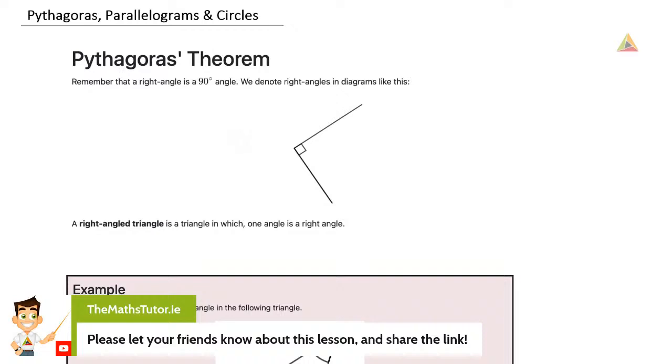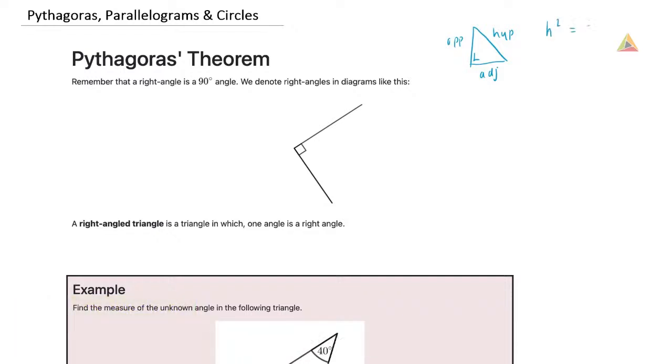So Pythagoras' theorem, I'm going to just write it up on the corner here. When we have a right-angled triangle, which means that we have one right angle, so this is going to be the hypotenuse, and I'm going to name this the opposite and this the adjacent. So the rule for Pythagoras is the hypotenuse squared is equal to the opposite squared plus the adjacent squared.